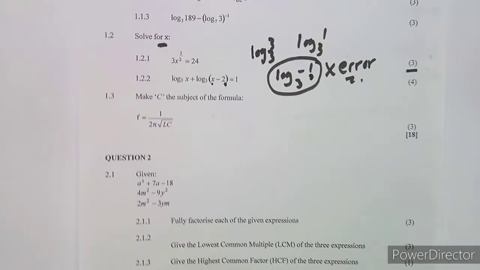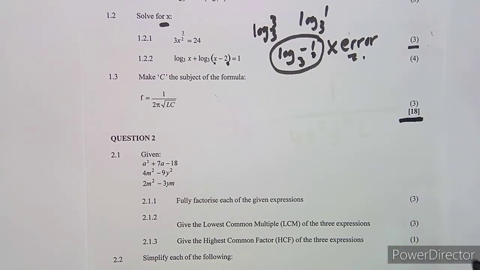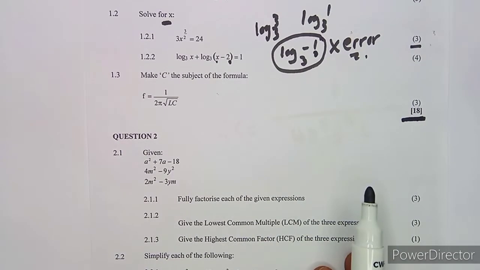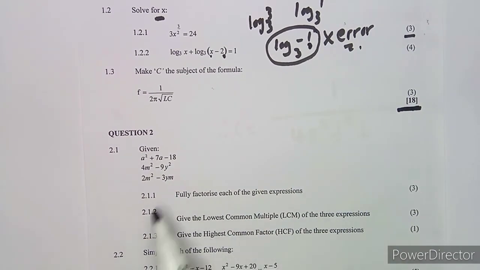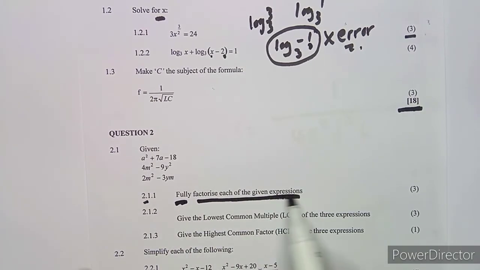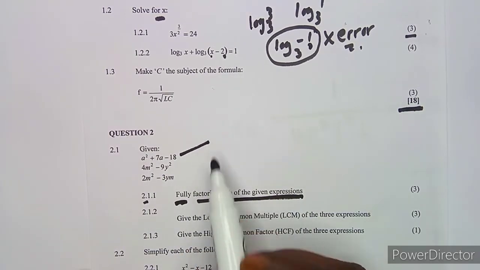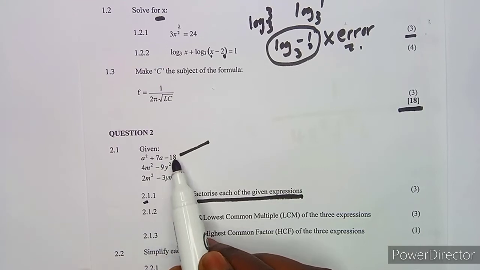All right, then on question 2, as you can see there's a total of 18, and in question 2 we are given expressions. 2.11 is to fully factorize each of the given expressions. All right, so what do we have, guys, on the first one here? As we can see, it's a squared plus 7a minus 18.